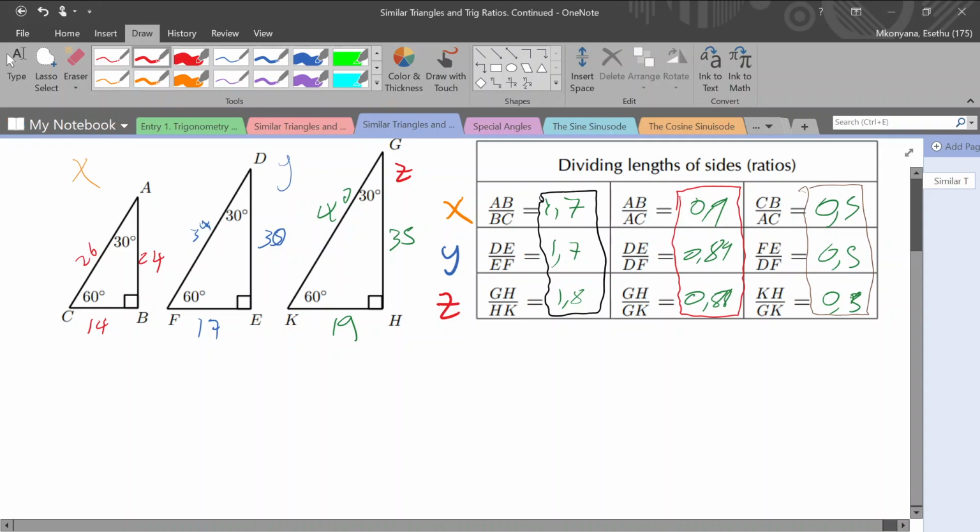Nice. So those ratios there are for z, and you can see something here: it doesn't matter how big I make this triangle, as long as these internal angles are congruent, as long as they agree, then the ratios of the proportional sides will be the same. AB over BC, DE over EF, and GH over HK will be the same. Similar for the other ratios. And this is a very nice trait because it's also very important in trigonometry.